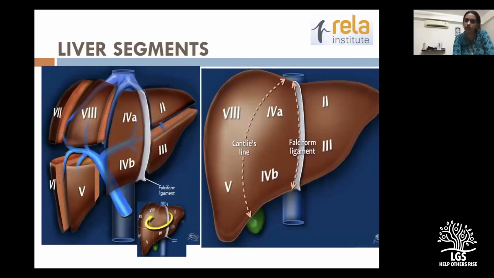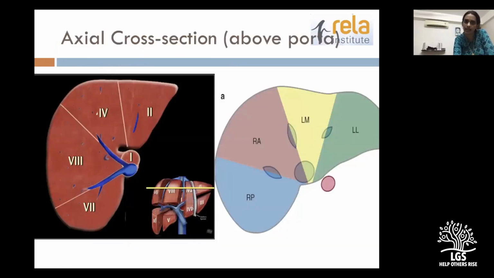So this is the Couinaud's segmental anatomy with the hepatic veins between the segments, which we are all familiar with. But let's look at it in an axial cross-section, because this is how we will see it on CT or MR. This is one section taken above the level of the porta. We have to imagine this is a hepatic venous phase and we can see the veins filling up.